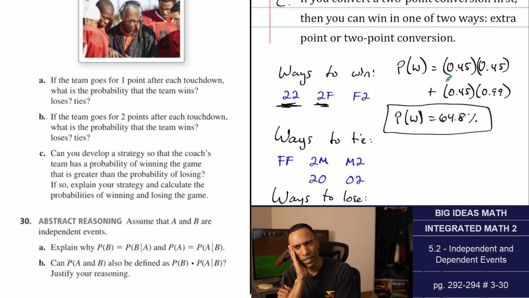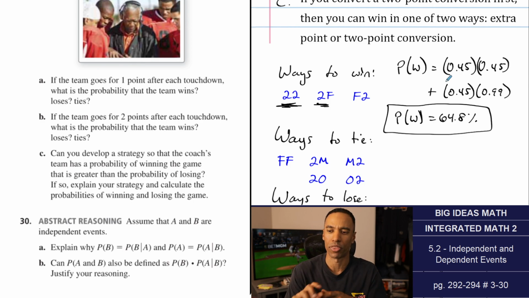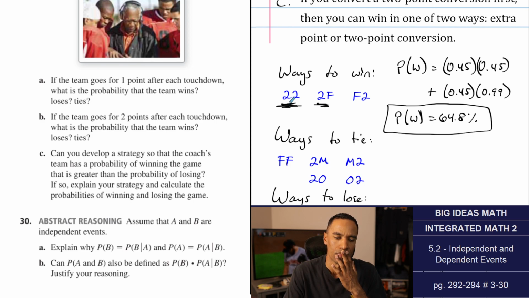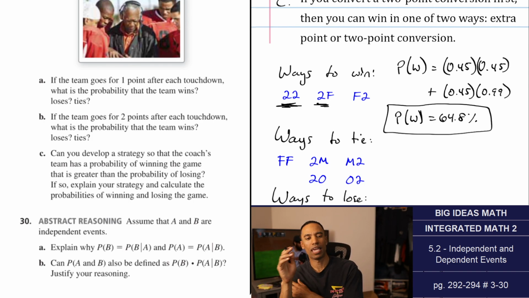Is there overlap with that? That kind of feels like a high probability of success suddenly. I got to think if there's overlap, because of the fact that I did those two there. What's the question? Oh, it just says, it doesn't say probability of winning the game. It says probability of winning greater than probability of losing.